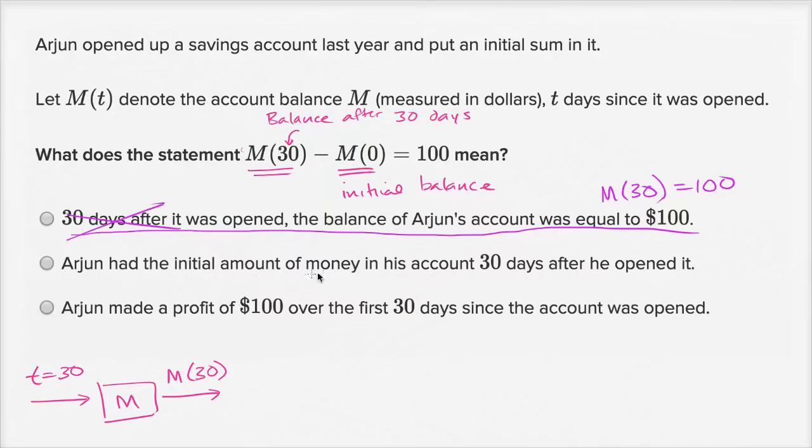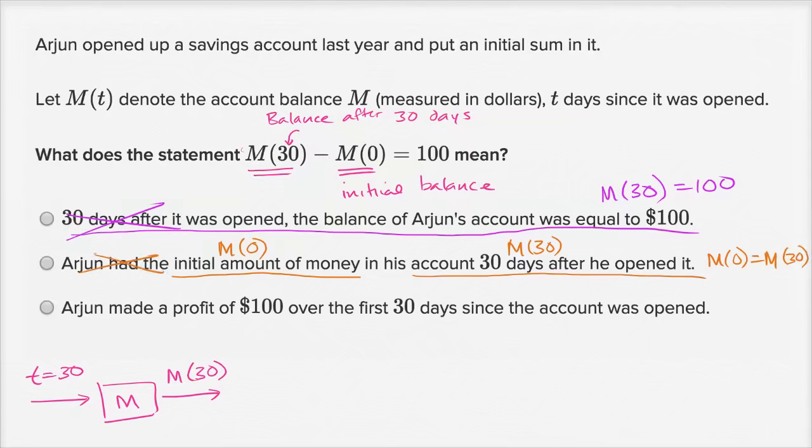Arjun had the initial amount of money in his account 30 days after he opened it. So if he had the initial amount, let me write this down. The initial amount of money is M of 0. So they're saying he had the initial amount of money in his account 30 days after he opened it. Well, the amount that he has in his account 30 days after he opened it is M of 30. So if these are the same amounts of money, then to be consistent with this, you would have had an equation like this: M of 0, the initial amount, is equal to the amount after 30 days. That's not what they told us over here. So we can rule that out.